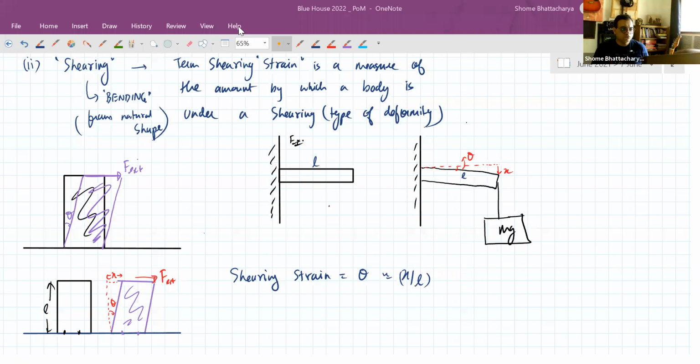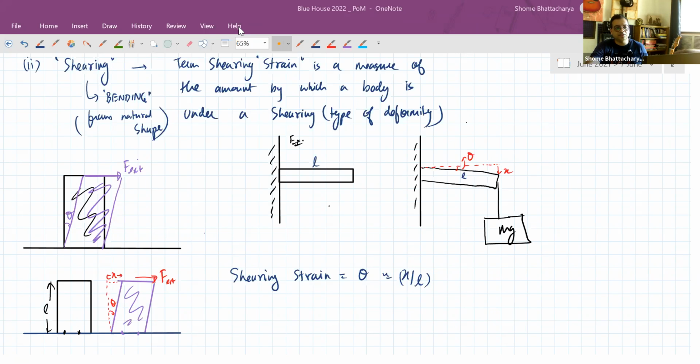Okay, so shearing is clear to all of you. Okay. The original formula for shearing strain is the angle of the bending, which is theta. But it can always be approximated as x by L because theta is a small angle.